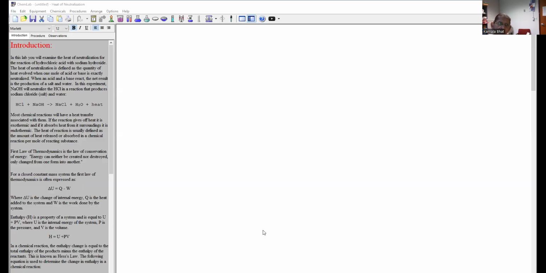Next, I'm going to share my experiment with you from the simulation lab. Now, again, over here, please read through the introduction. And very simply, in 2 lines, I'm going to give you the law of conservation of energy, which is actually a statement of the first law of thermodynamics, that energy can neither be created nor destroyed.